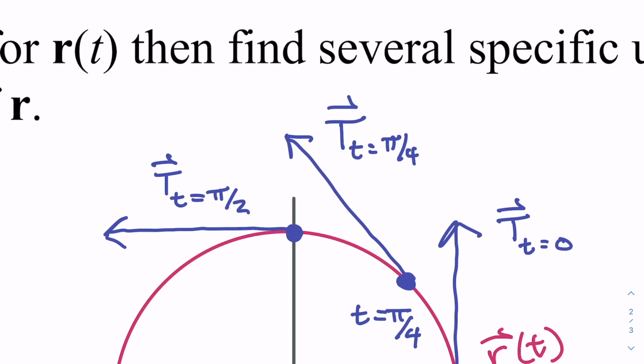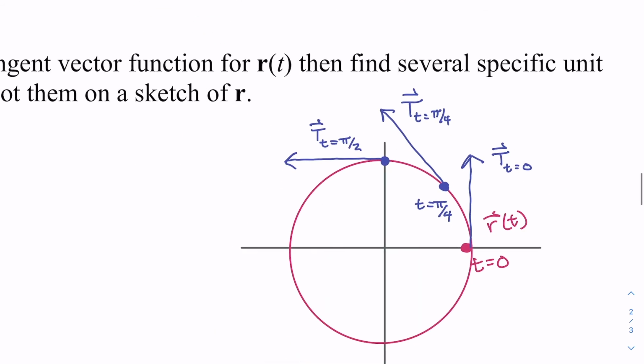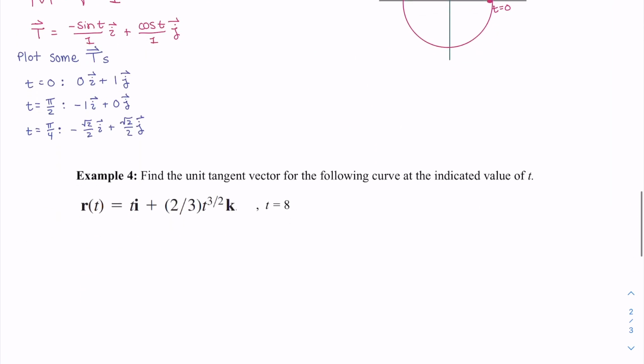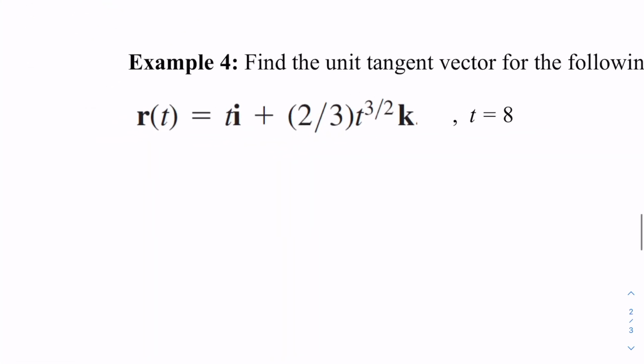So you can see that this function is going to be true for any value of t, and it'll continue all the way around the unit circle, giving you vectors that are tangent to the curve and of length 1. So very useful. Let's try one more example. It's asking us to find the unit tangent vector for the following curve at a specific value of t. This one is not one you're going to have to know how to plot or what it looks like. So we'll just continue with the math.